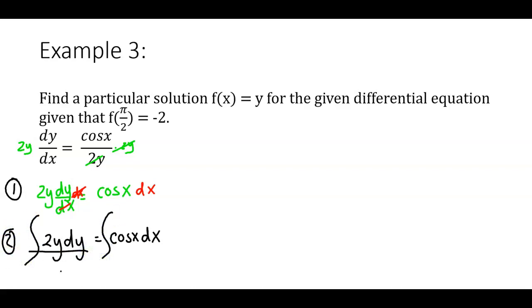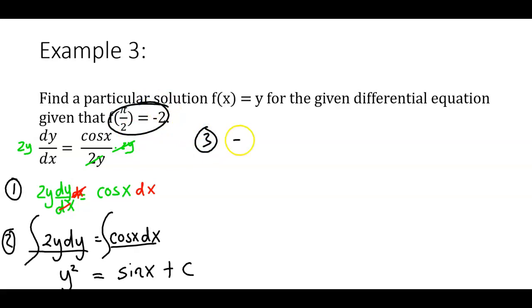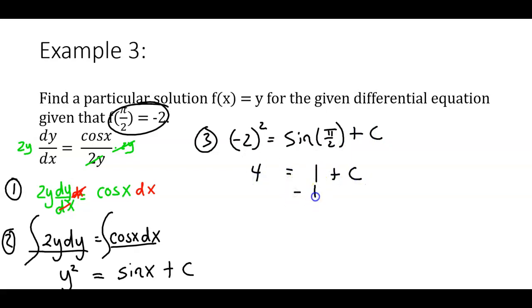Now this side's kind of nice, it's just y squared. And this side's actually not too shabby either, it's just sine x. Finally, a nice integral, something we don't have to do u sub on. All right, so we're ready for step 3, and on step 3 we're going to plug in our initial condition to find our c value. So I'm plugging in -2 for the y value, and I'm plugging in pi over 2 for my x value. Sine of pi over 2 is 1, and -2 squared is 4. So solving for c, I get 3.